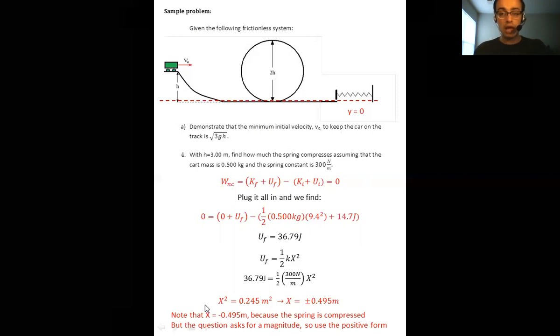So in this case, you would say that the displacement is negative, x equals negative 0.495 meters, because the spring is compressed. And when we're dealing with a compression of a spring, the displacement is, by convention, negative. However, this question is asking for a magnitude of the displacement or a magnitude of the compression, so it probably would be better to use the positive form.